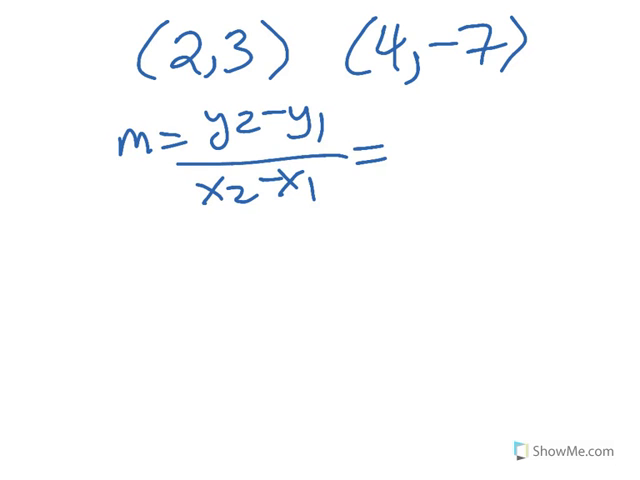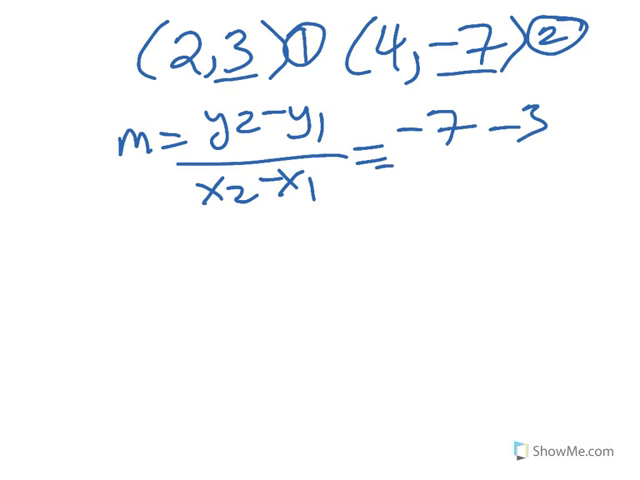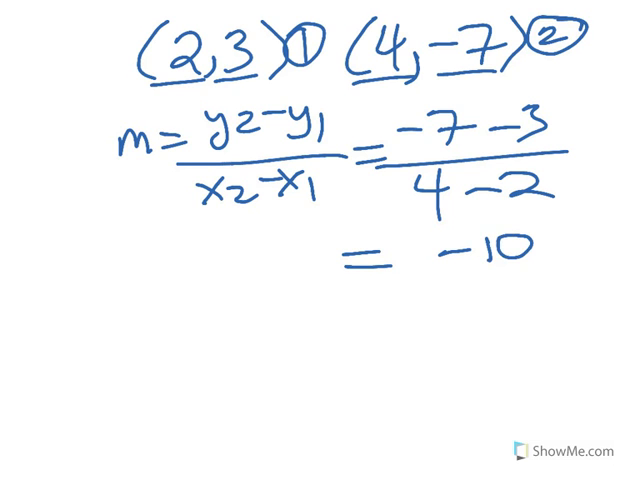So, for me, I always work left to right. So this is point 1, and this is point 2 for me. So my y2 is going to be negative 7. My y1 is going to be 3. My x2 is going to be 4. And my x1 is going to be 2. Negative 7 minus 3 is negative 10. 4 minus 2 is 2. Negative 10 divided by 2 is negative 5.